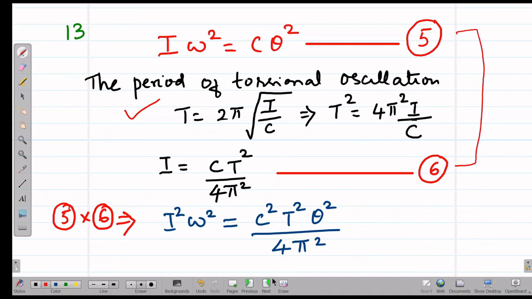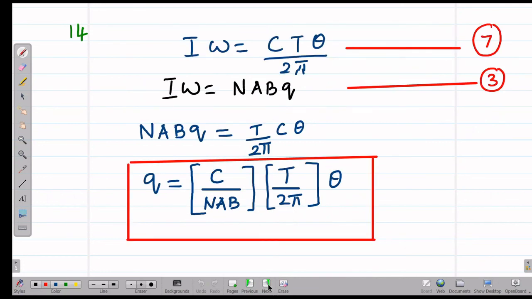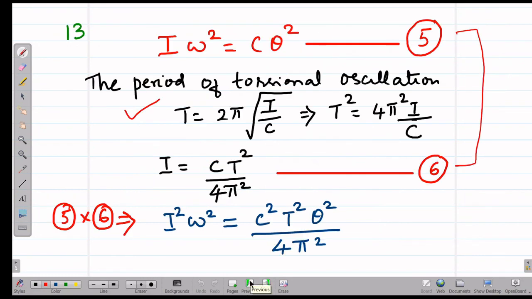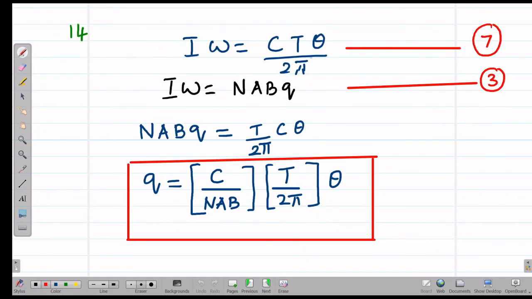Now if you take square roots on both sides, you will get I omega, angular momentum, in terms of couple per unit twist, time period and deflection theta. So I omega would be the square root of C squared T squared theta squared by 4 pi squared, which is nothing but C theta T by 2 pi, C theta into T by 2 pi. So this is the equation for I omega we got from the impulse formula.